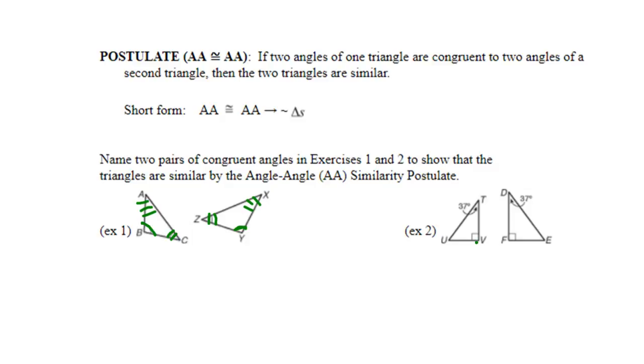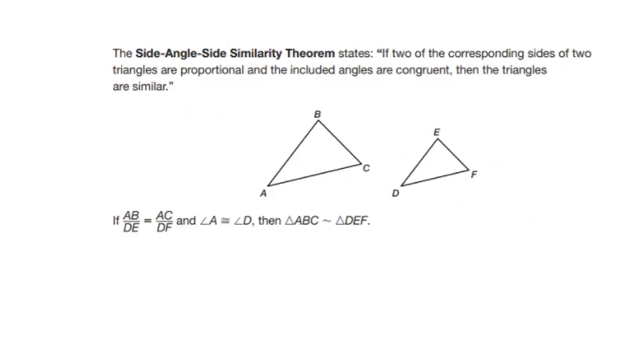Example 2, same thing going on here. I've got two 90-degree angles. I've got two 37-degree angles, which means I don't even know what U and E are, but I can tell you that they're the same. And since I have a set of 3 congruent angles in a triangle, that tells me that I have similar triangles.